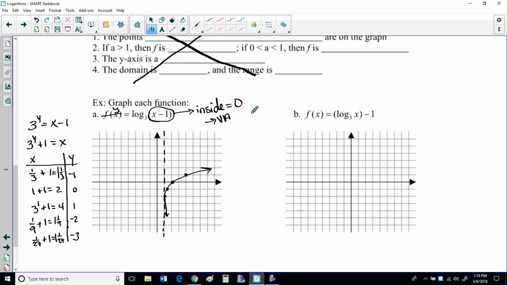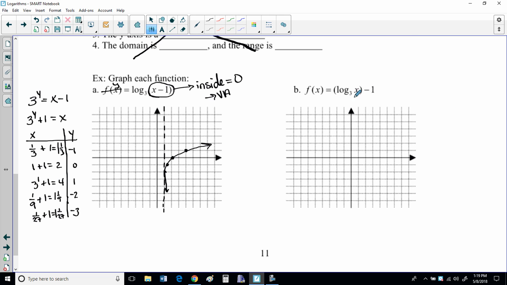Okay, this one, what is the input of this logarithm? Now it's very clearly got parentheses there. So this is just the input. So that means our vertical asymptote is x equals 0. So I can go ahead and put that.